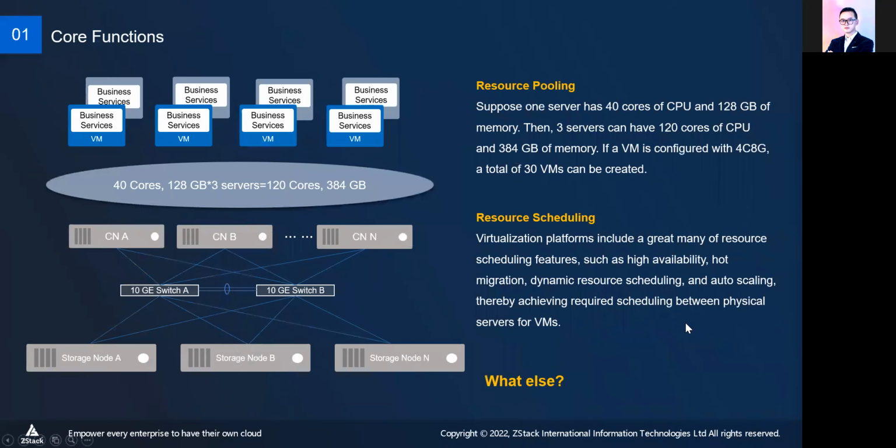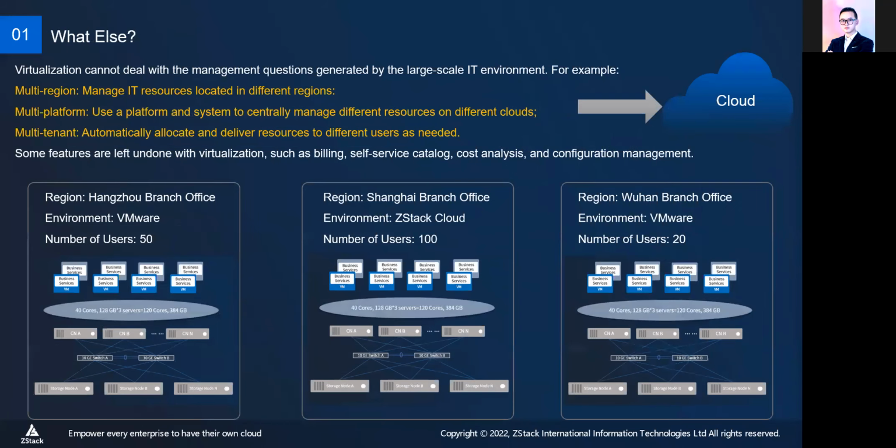And for the core functions of virtualization solutions, the first is resource pooling. We pool the physical servers as a virtualization resource pool, and then we can schedule the resources automatically to create and use them and improve resource utilization. So this is a virtualization solution we're familiar with.